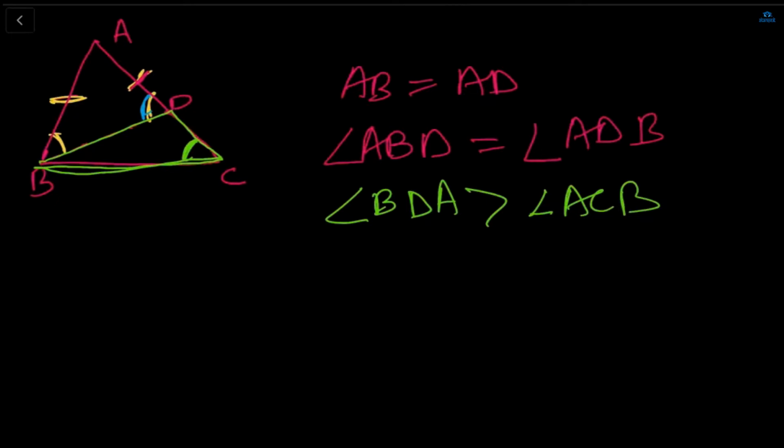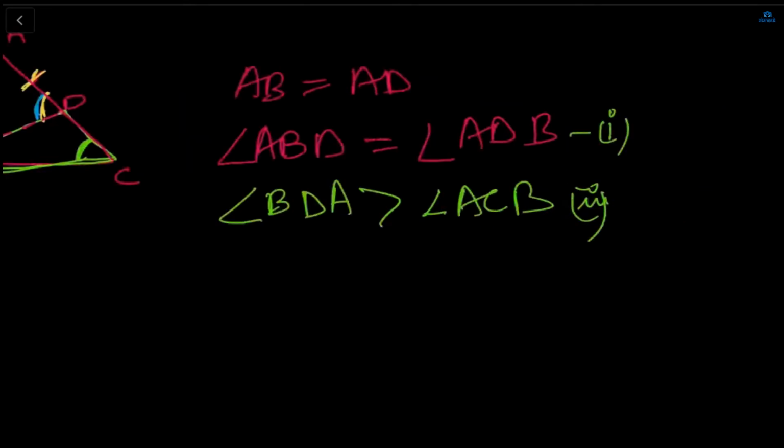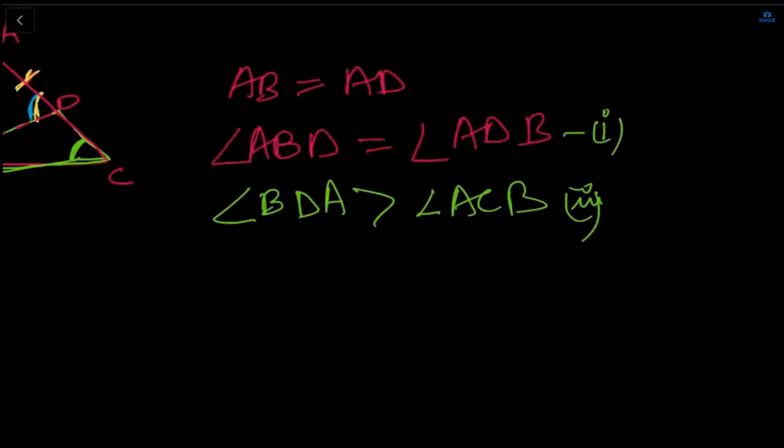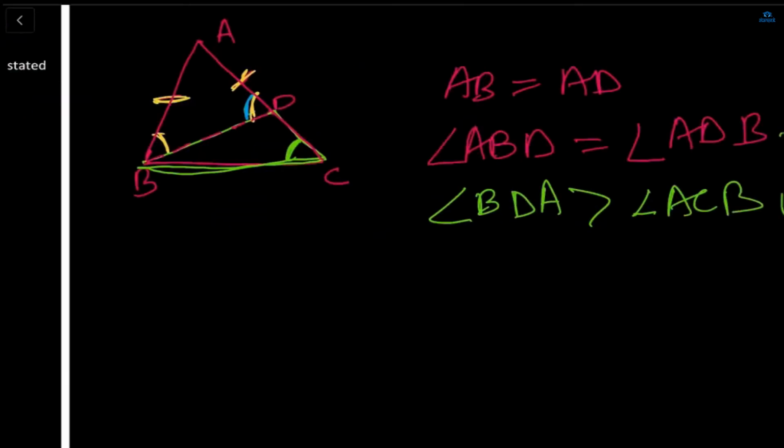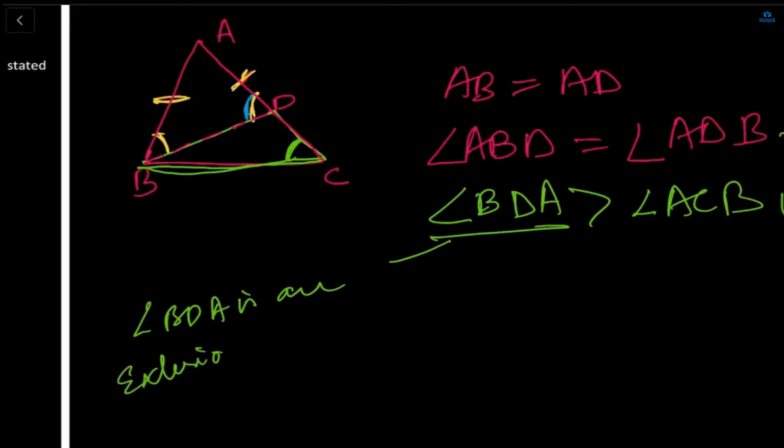Yes, DBC. But if you are just comparing these angles, what you can say is that angle BDA is greater than angle ACB. Understood or not? Okay, you can mark this as first, and this as second. Now, how have we written this? Everybody knows now that BDA is an exterior angle. I'm writing here: angle BDA is an exterior angle of triangle BCD.